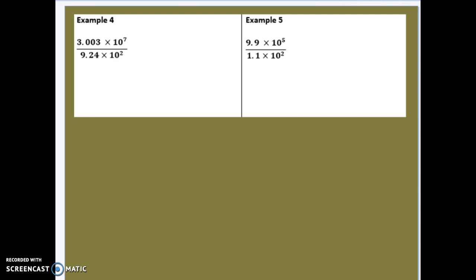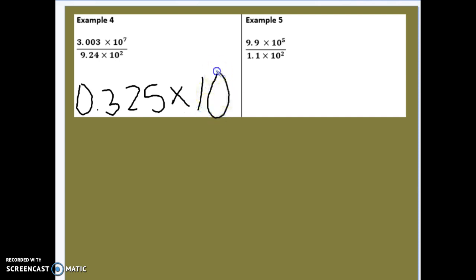Take a look at example 4. We have 3.003 divided by 9.24 results in 0.325. Subtract your exponents. 7 minus 2 is 5, so 10 to the 5th power. Just as a reminder, you divide those numbers. That's where we get the 0.325. You subtract your exponents, so 7 minus 2 gives me 5, and that's where my exponent of 5 comes from.